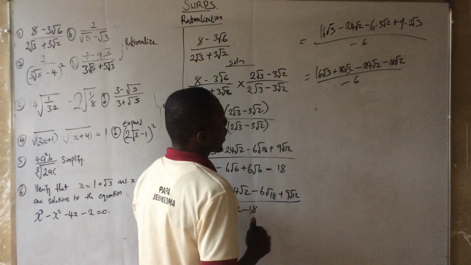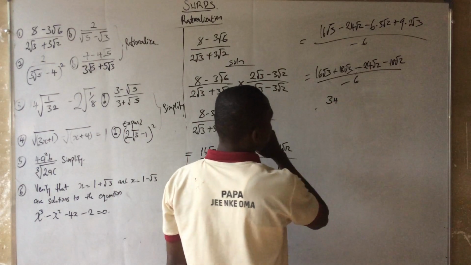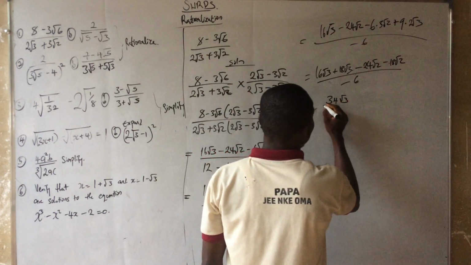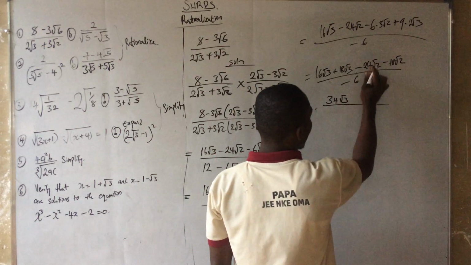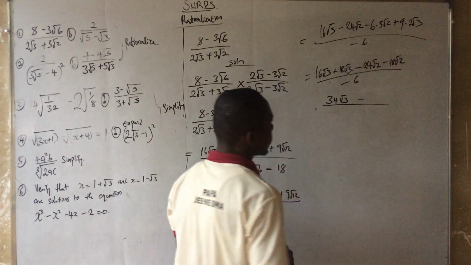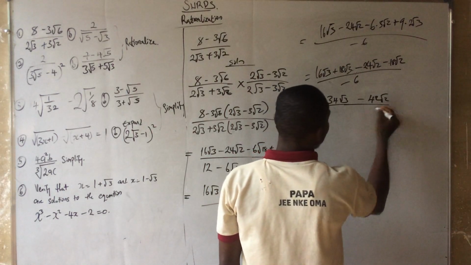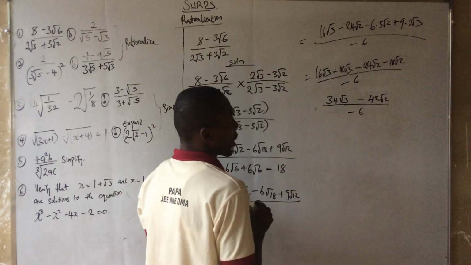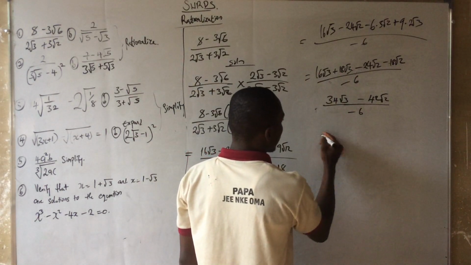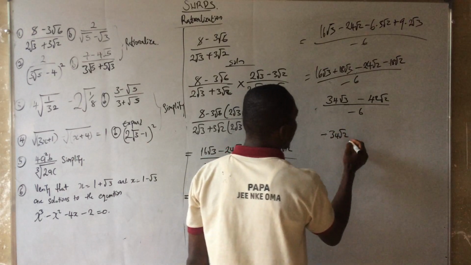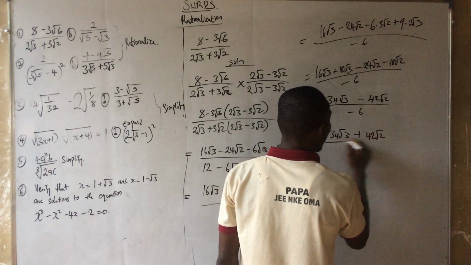So the next thing I'm going to do here now, 18 plus 16 is going to give you 34. Yes, 34 root 3 over negative 6. Now this negative is going to give me negative 42 root 2, all over negative 6. So I can just multiply this by a negative sign to get negative 34 root 3 plus 42 root 2, all over 6.